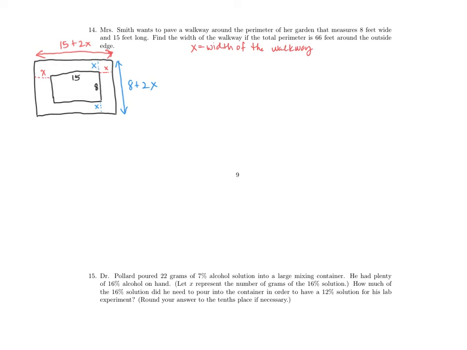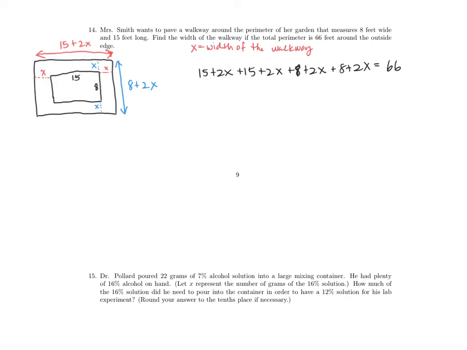So that means both widths and both lengths. You add up all the sides to get the perimeter. So I would have 15 plus 2x and another 15 plus 2x because I have two lengths. I would have 8 plus 2x and another 8 plus 2x because I have two widths, is equal to 66. And then I would solve that equation.